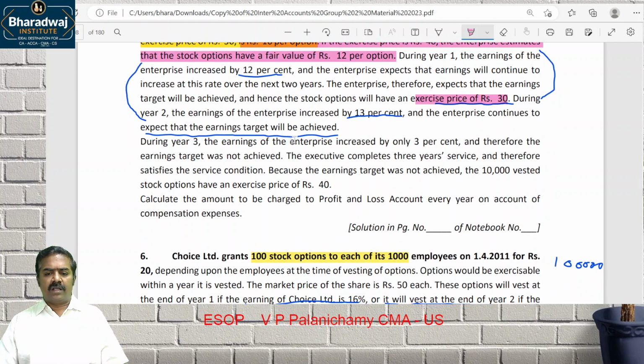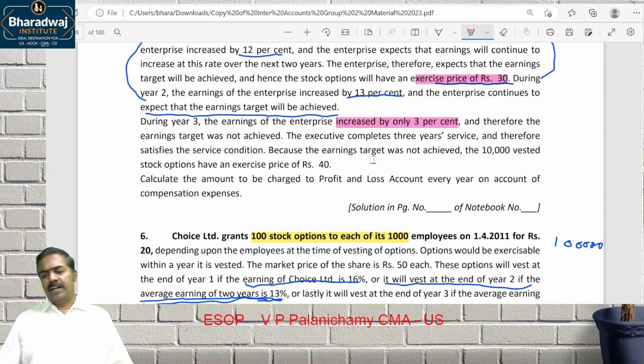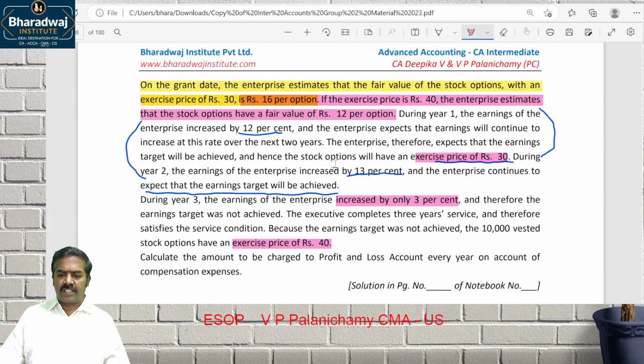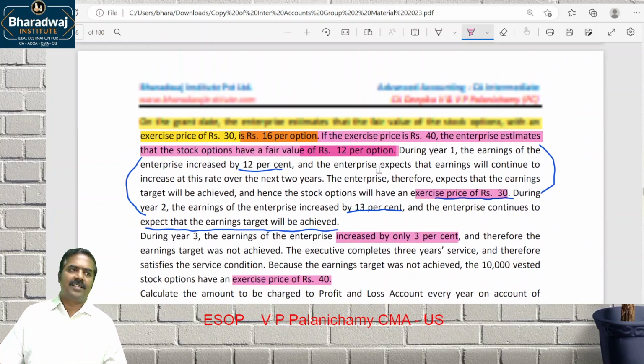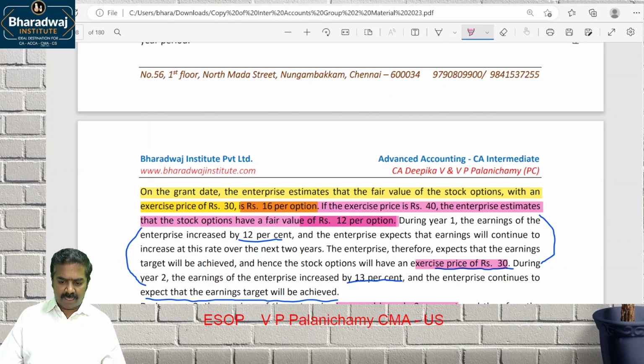During the year 3, earnings of the company increased only by 3%. Therefore, the earnings target could not be achieved. If an employee completes the 3 years of service, because of the service condition, since the targets are not achieved, 1,000 vested options with an exercise price of 40 is given. If the exercise price is 40, the fair value of the option is 12 rupees. Now read it once again, you will understand all this.